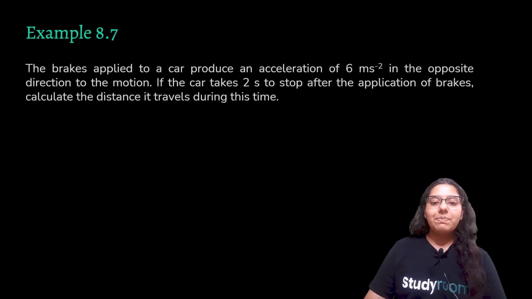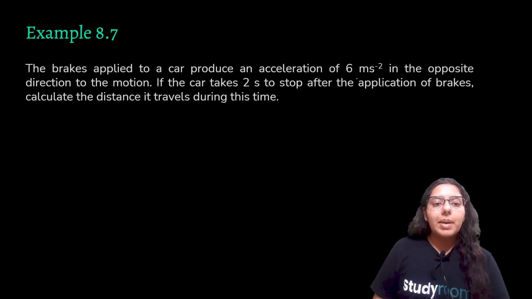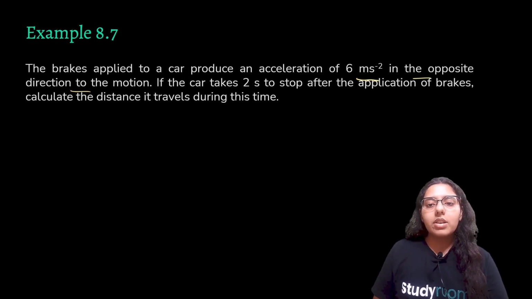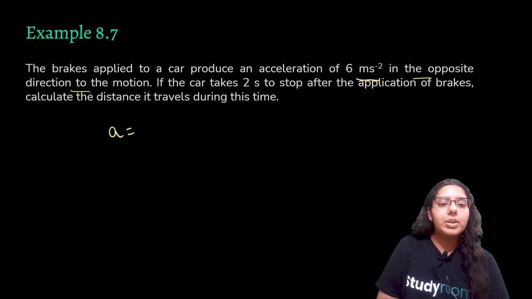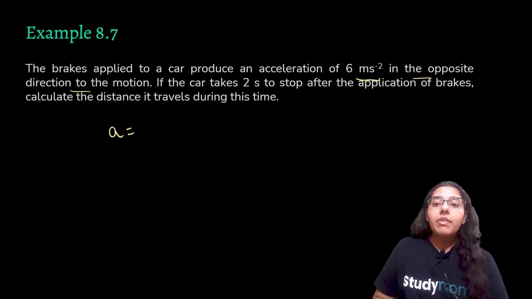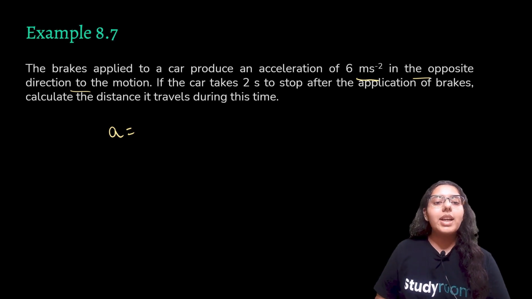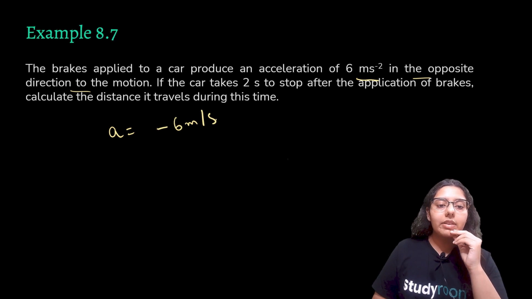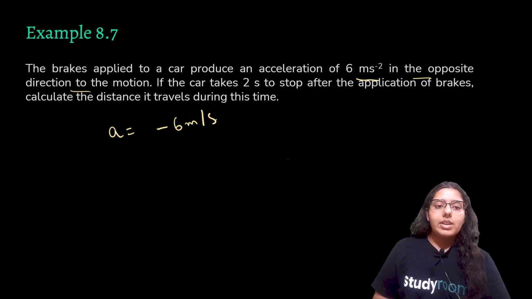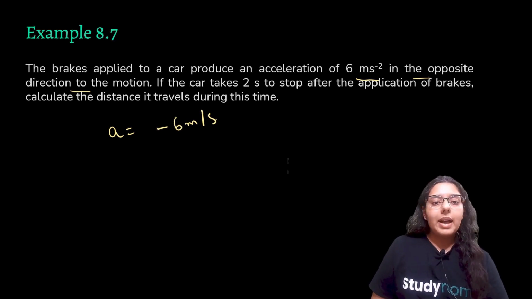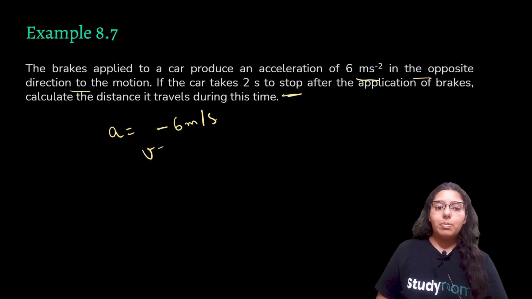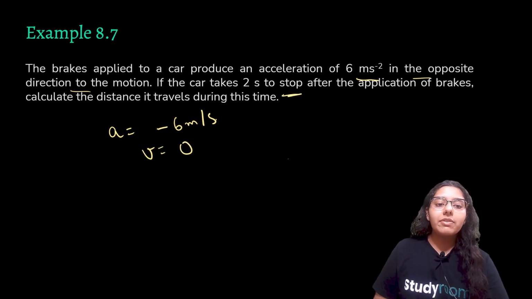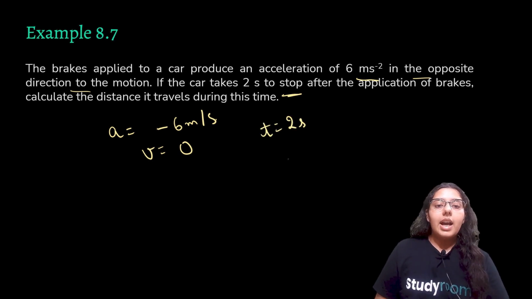So let's do this question. The brakes applied to a car produce an acceleration of 6 meter per second square in the opposite direction to the motion. If your acceleration is in the opposite direction to the motion, what does that mean? This means that your acceleration is negative. So the brakes are applied. If the car takes 2 seconds to stop, if the car is stopping, what will be its final velocity? That will be 0, of course, if it is stopping, right? And your time is 2 seconds given.